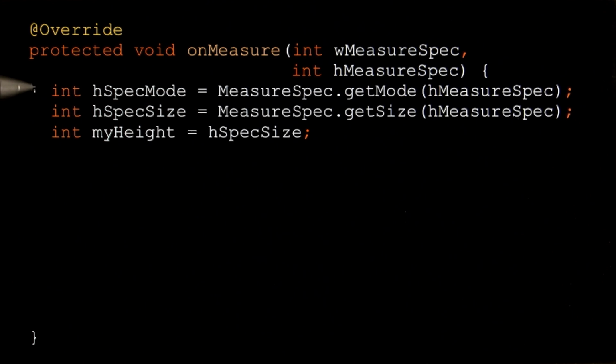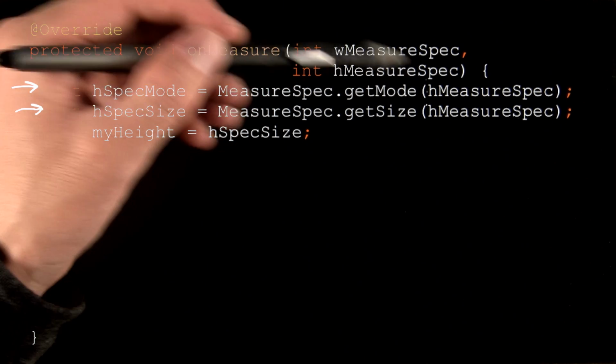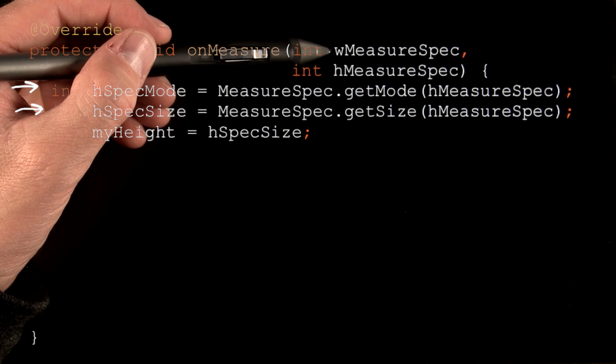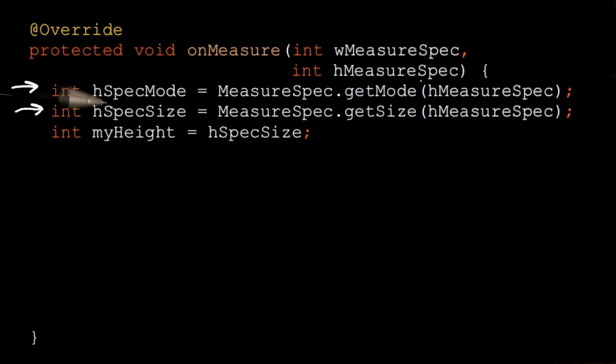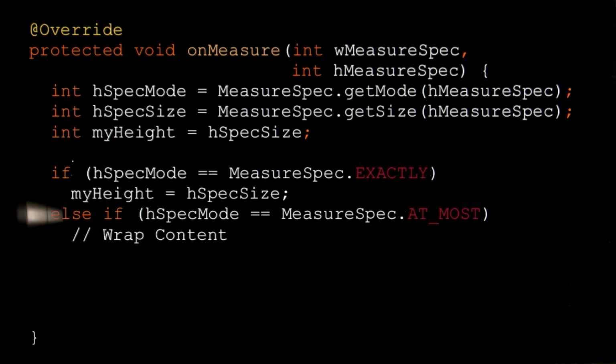You can decode those parameters like this, and that'll allow you to obtain the size and the mode for your height and width specifications. In this example, we're demonstrating it just for the height parameter, but it works the same for width. We can then use the decoded mode parameter to find out what size we should set our view to.